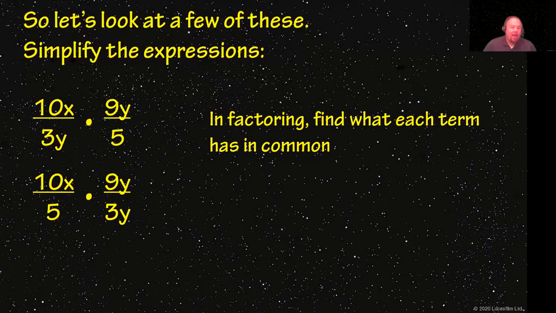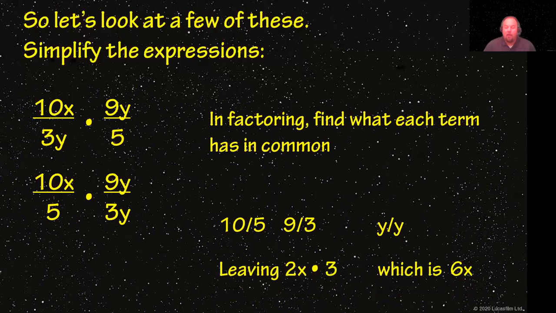So now I can see 5 goes into 10 2 times, and that's going to be 2x. I know 3y goes into 9y 3 times. So 2x times 3, I should have 6x. Again, 10 and 5 match up, 9 and 3 match up, the y's match up and cancel out. So I'm left with 2x times 3, which gives me the answer of 6x.